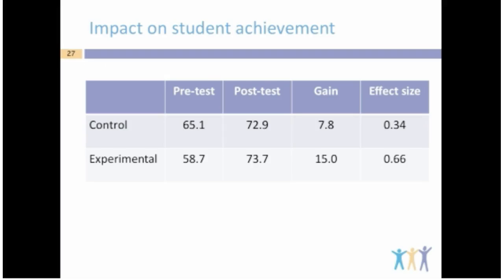Over the 20 weeks of the study, the control group students went up by 7.8 points on this standardized test, and the experimental group went up by 15 points. This is rather extraordinary. What this means is that in this 20 weeks, the experimental group had made in 20 weeks the same amount of progress that the control group would have made in 38 or 39 weeks, effectively almost doubling the speed of student learning just by engaging the student more in their own learning.